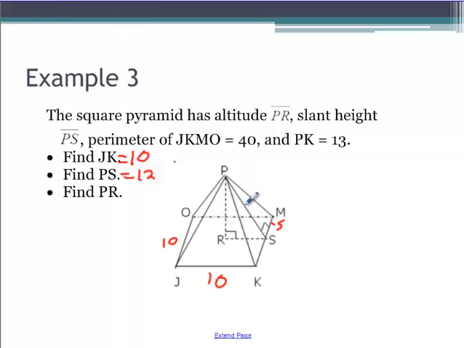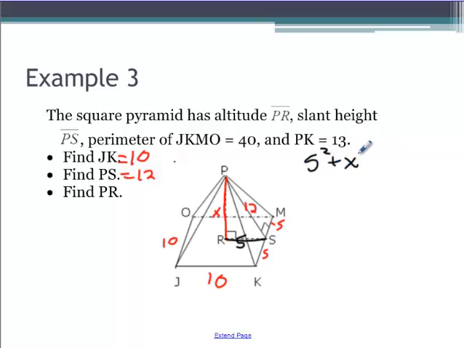I know that this is 12, PS. I know that these are 5. I'm looking for PR. Well, I also know RS. Even though I don't think I know it, I do know RS. Because point R is exactly dead center in the middle, which means it's half of 10. That side is 5. So 5, 12, and let's not answer 13 because 12 is the hypotenuse.